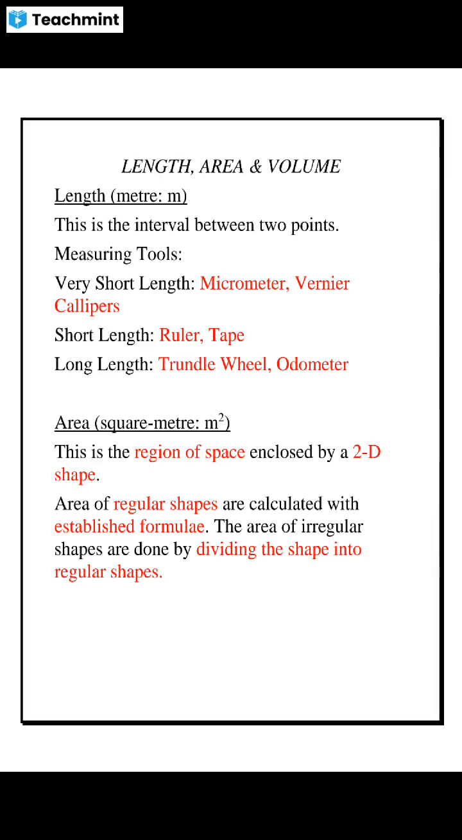When you want to measure a long length, you can use a trundle wheel. If you want to measure the length of a football field, you can use a trundle wheel. If you want to measure a very long distance, you can use an odometer. That is the device installed in vehicles to measure the distance that has been traveled by the vehicle. So the odometer keeps on measuring the distance being covered by the vehicle.